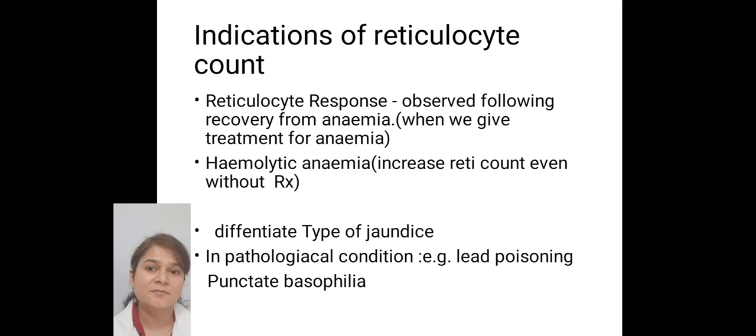And the fourth, in some pathological conditions, like in lead poisoning, in a retic stain you will see punctate basophilia. So inside the retic cell you will see granules similar to those seen in basophils. That's why we call it punctate basophilia. So you can diagnose lead poisoning by making the smear for the retic count.